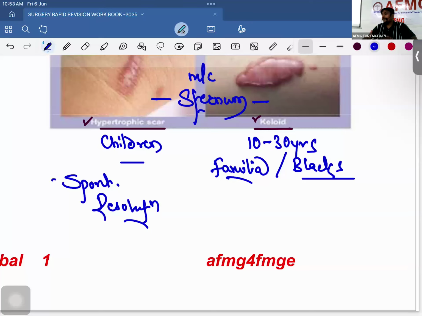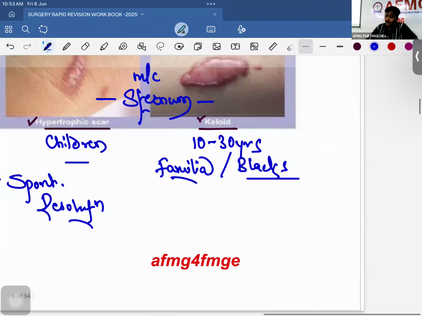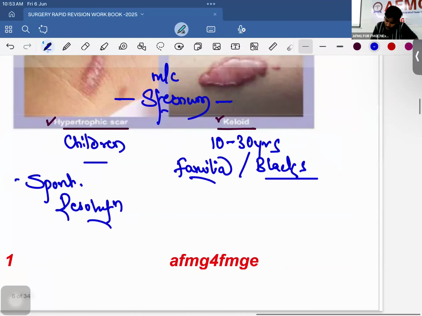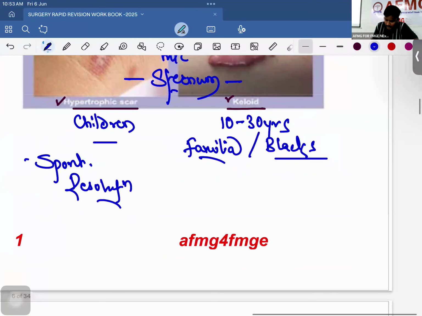याद रखना, hypertrophic scar majorly does not need any treatment beta, because majority hypertrophic scars will show spontaneous resolution. Only few cases may need a treatment जहाँ पे either moisturizers and mainly silicone gel sheets are applied beta. Clear? Next important, keloid scar की अगर मैं बात करूँ, what is the treatment of choice?